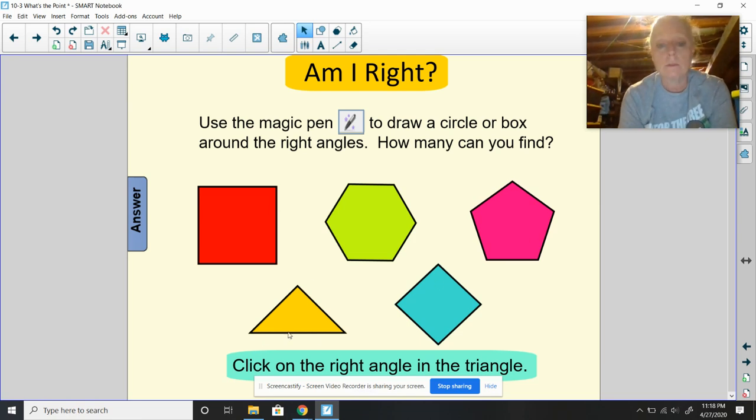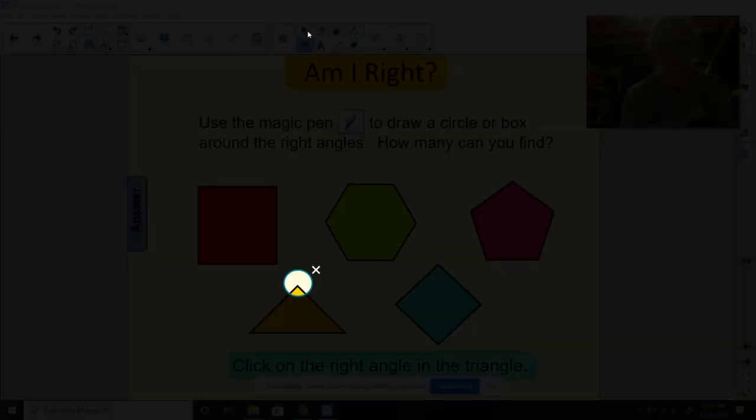Does my triangle have any right angles? Well, not here. Not here. These are acute angles. But if you look closely, that angle right there is a right angle. That's a right angle.